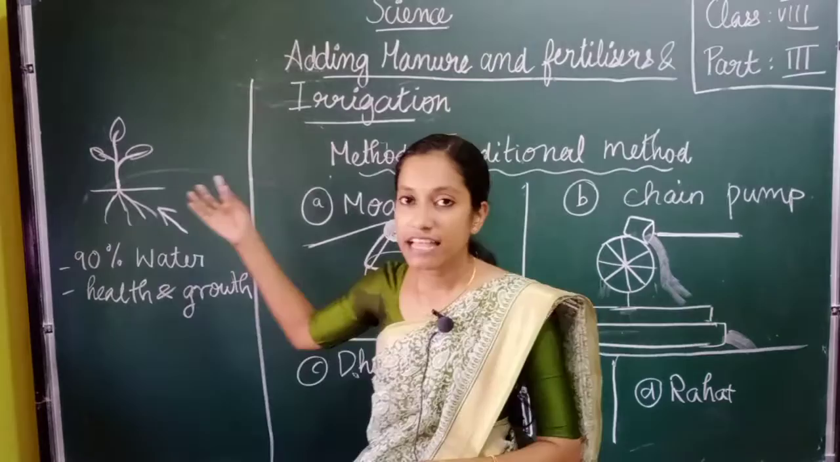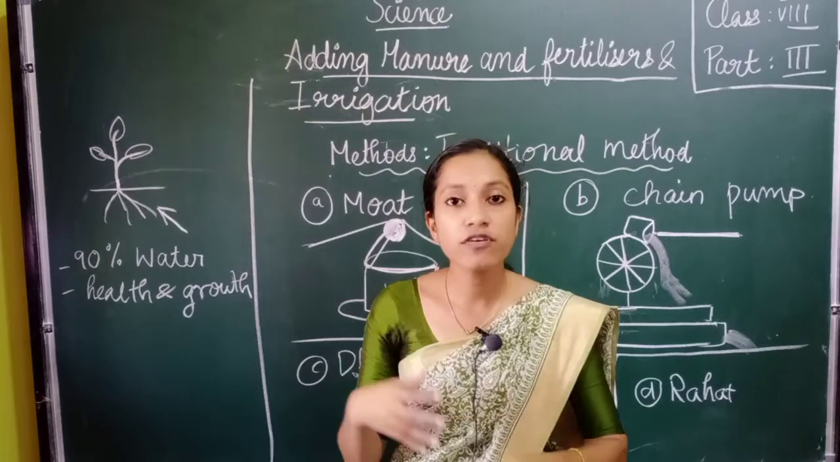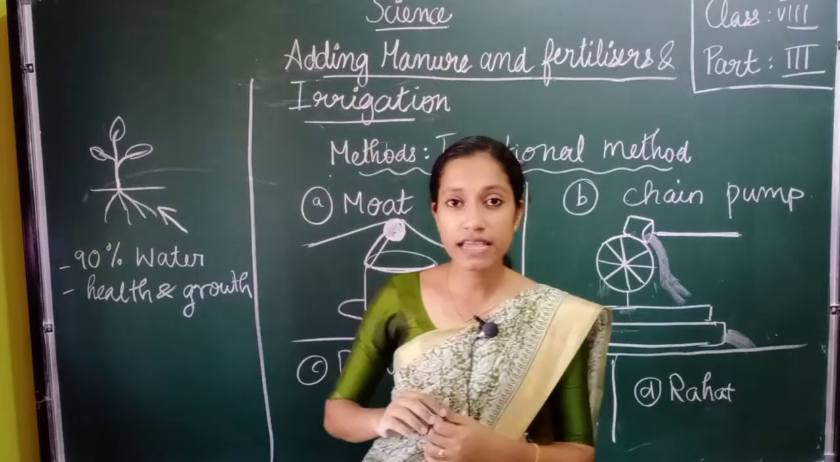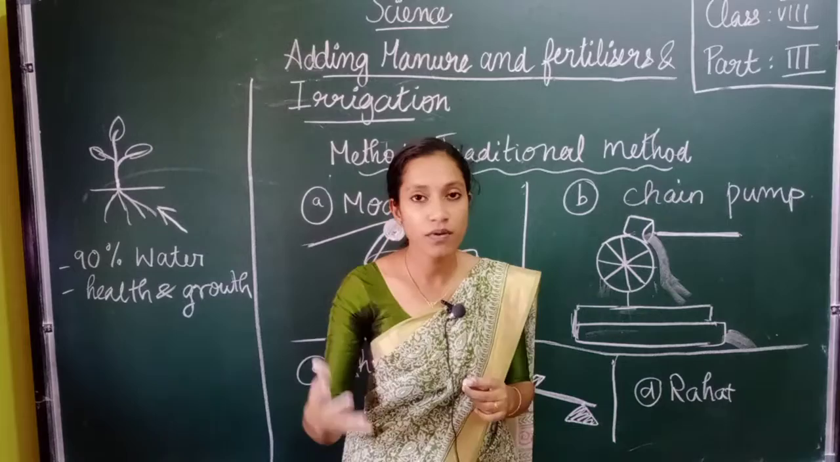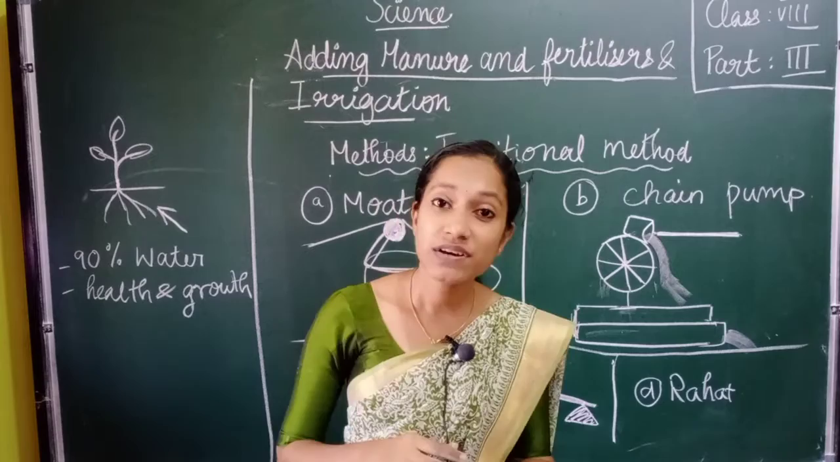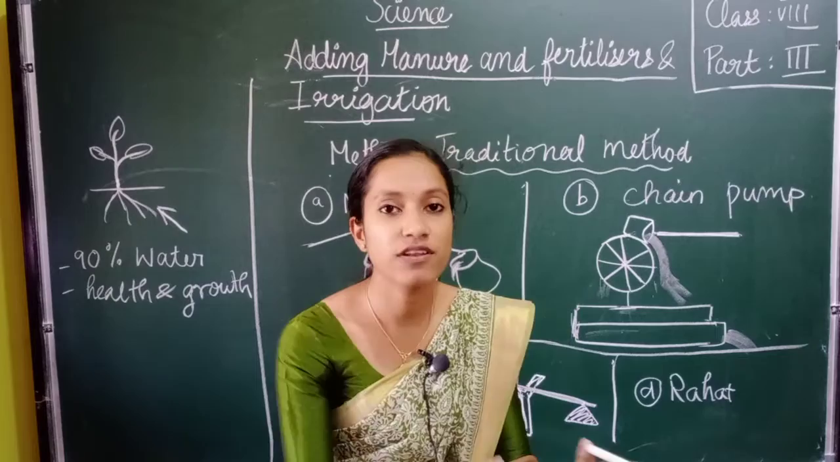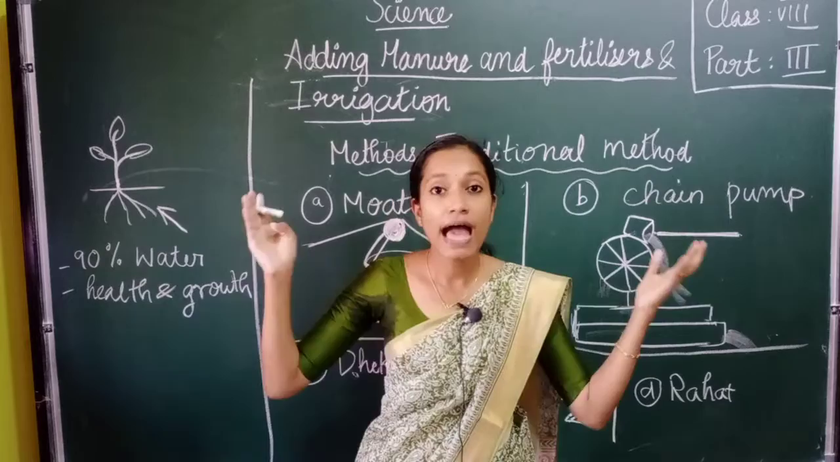So what should we do to promote the health and growth of a plant? We need to add water regularly, isn't it? So it is through the process of irrigation. It is a very important process. Irrigation is a process by which we add water to the plants at regular intervals. Regular intervals means after every particular time, we need to add water to the plants. Then only the plant can grow healthy.